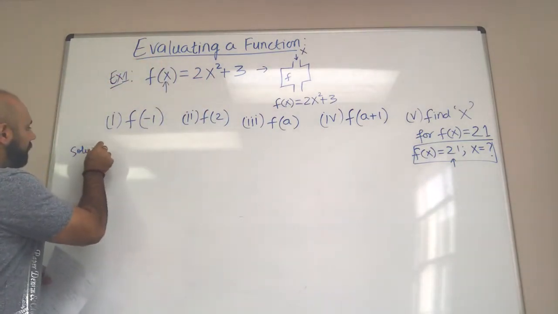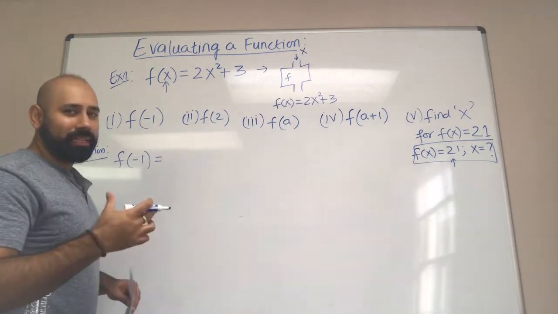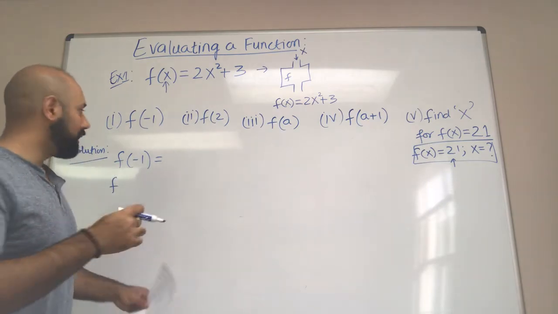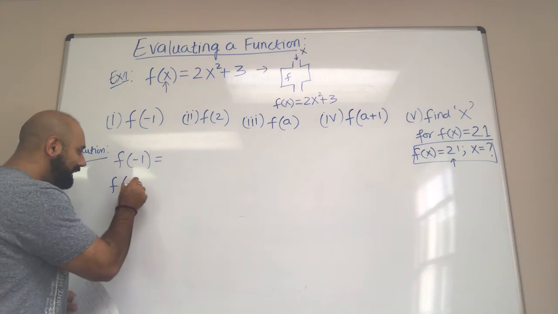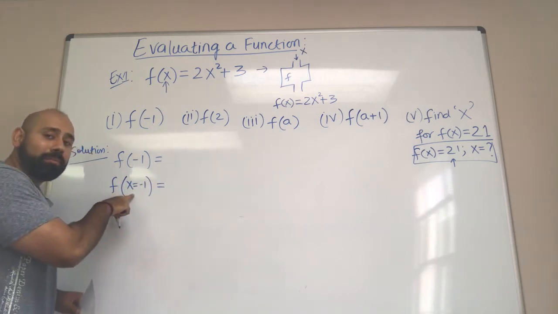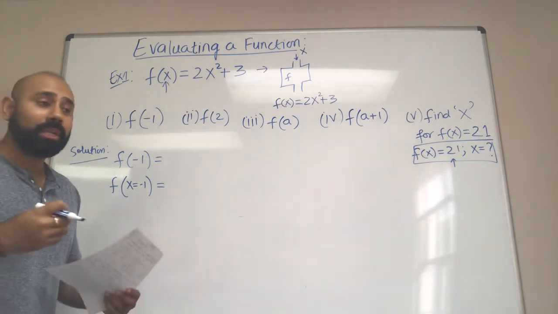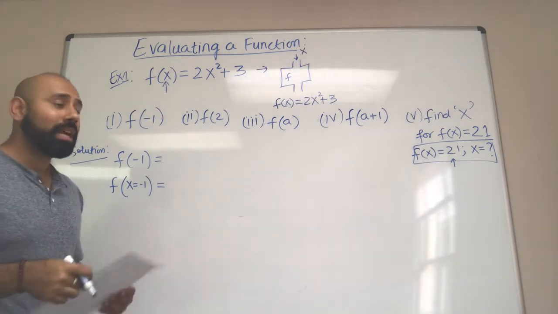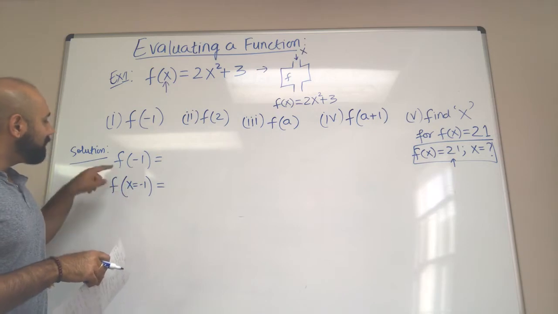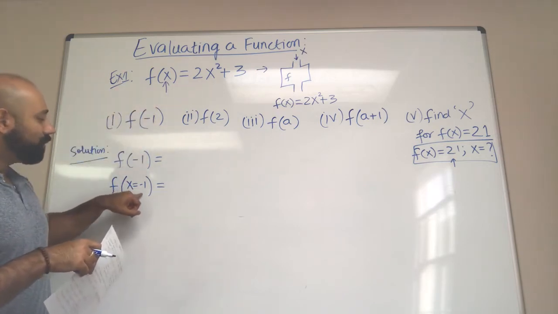Solution. f of -1. So what does this actually mean? Guys, this simply means what is the value of this function, or what is the output when the input x equals -1. Now you don't have to always write it in this form, but since I'm doing this example for the first time, or for some of you who are seeing this for the first time, I just want to clarify. Basically this means what is the value of this equation when the input x equals -1.